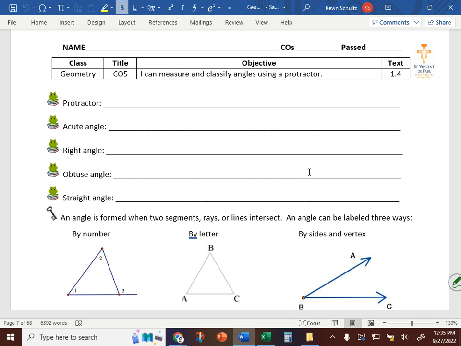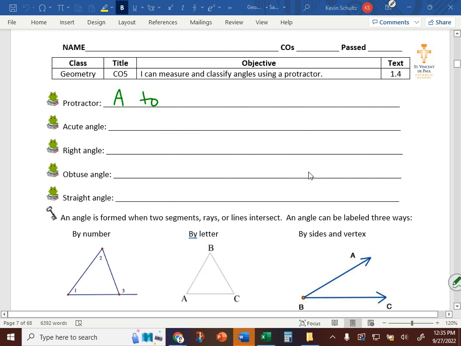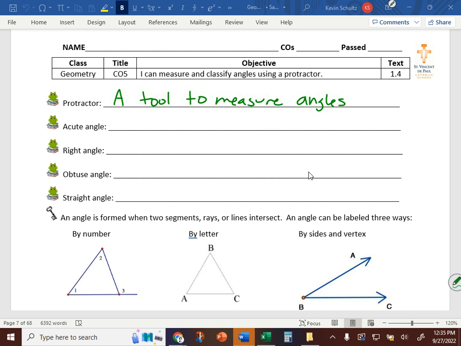But first of all, what is a protractor? We looked at what it looks like. It looks like this. This is what a protractor looks like right here. What is it used for? How would you define it? Noah? I'm glad you said the word tool. A tool to measure angles, okay?